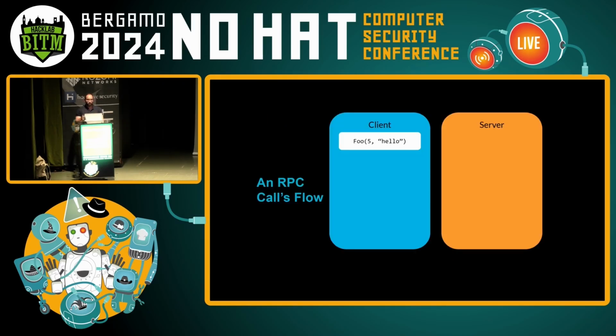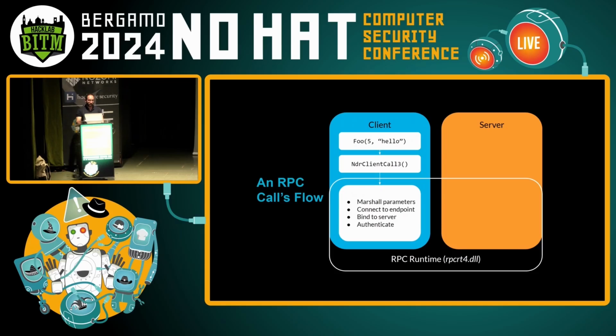Zooming into how RPC is implemented behind the scenes or programmatically, on the client side, the client doesn't see any change in behavior. It just calls a function and gets a return. Behind the scenes, the function actually doesn't do anything. It just passes control to a function called NDR client call, which is implemented in the RPC runtime or RPC4 DLL.